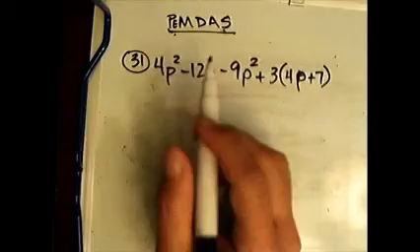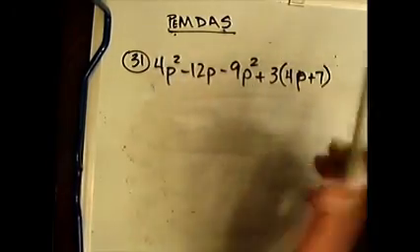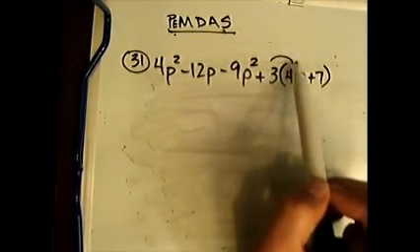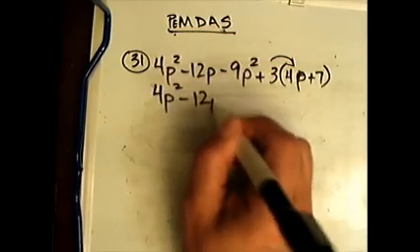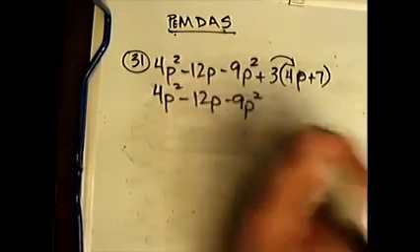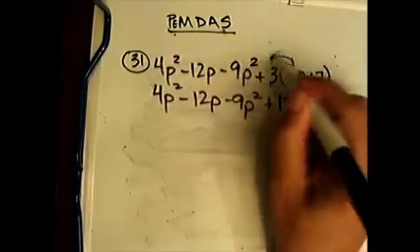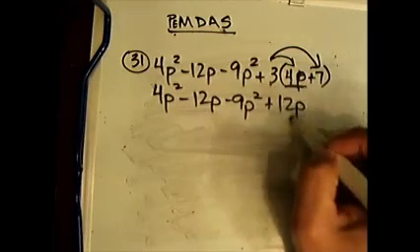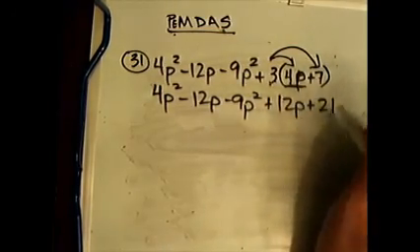Okay, so on this one we have, remember our PEMDAS right here. We have to do what's in parentheses first. So let's distribute this. Alright, so 4p squared minus 12p minus 9p squared. When we distribute this, it's 12p, because 3 times 4 is 12. Now let's do this one. Don't forget the p, because that's part of this number right here. So the 4 and the p go together. So 4 times 3 is 12, and then you have the p. Now 3 times 7, 21.